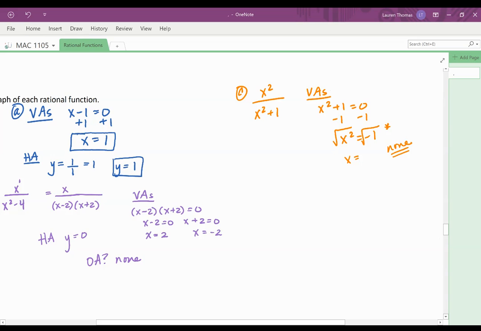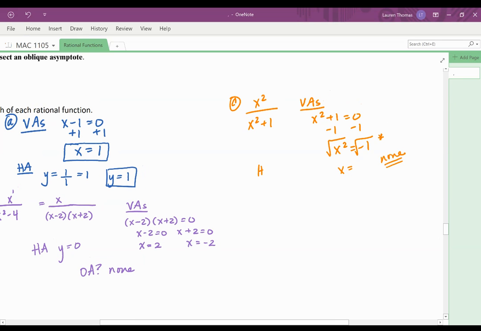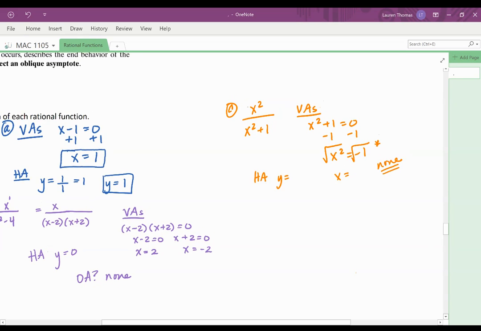Now we're going to move ourselves through the chain. In order to determine if you have either a horizontal or an oblique asymptote, you have to look at the degrees. When we look at this problem, the degree in the numerator is 2, and the degree in the denominator is also 2. So we have a horizontal asymptote because the degrees are the same. The asymptote is going to be at the ratio of the leading coefficients. The leading coefficient in the numerator is 1. The leading coefficient in the denominator is also 1. So we're going to divide those. 1 over 1 gives me y equals 1.